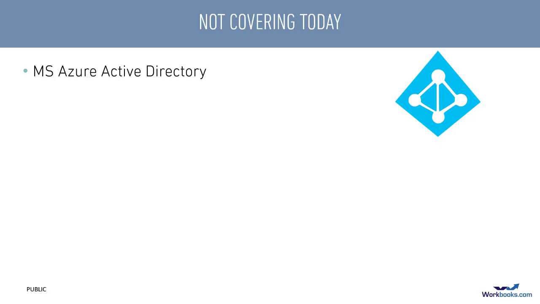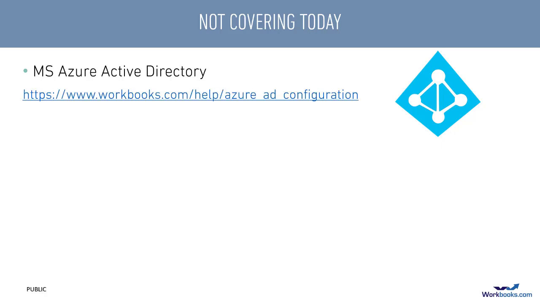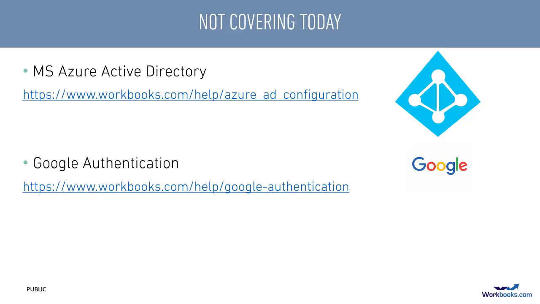However, this video is aimed at customers who aren't using Active Directory and who set up their users directly within Workbooks. There's more information about Azure AD on our knowledge base at workbooks.com/help/Azure_AD_configuration, or simply visit our knowledge base and search for Azure. You can also set up Google Authentication. This provides a higher level of login protection because it requires 2-factor authentication. Again, we're not covering it in this tutorial, but information on how it works and how to set it up is available on our knowledge base.